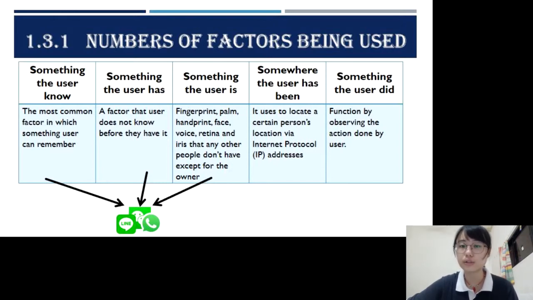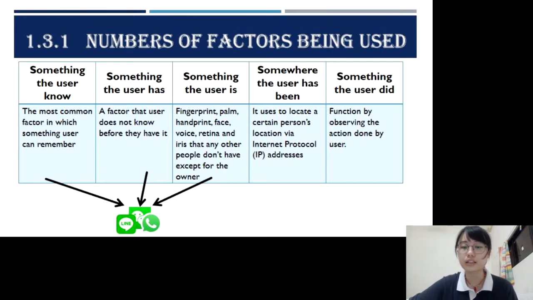The first one, something the user knows, is the most common factor used in the field of authentication. A password or personal identification number is an example of this factor. It can contain characters, symbols, numbers, and lowercase or uppercase alphabets. Usually, a username, phone number, or email address is used together with the password, even though they are not considered a kind of factor. This is because usernames, phone numbers, and emails can be used to claim the user identity and need to be used together with the password to enter the applications.